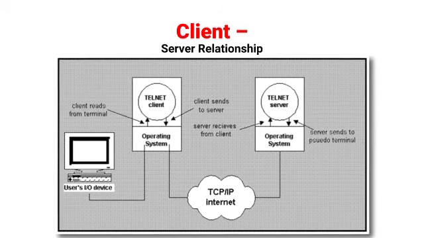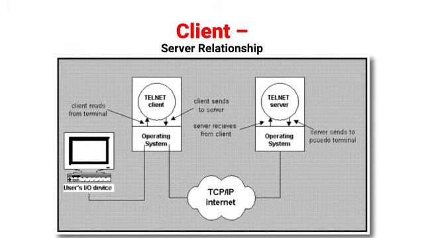So this clearly shows you have a user's IO device, that is input-output device. Then you have an operating system where the client reads from the terminal and sends it to the server, so it's a two-way communication. Then the Telnet server receives from the client and sends it to the pseudo terminal also. So between the two systems, the common connectivity is the TCP/IP protocol or internet.